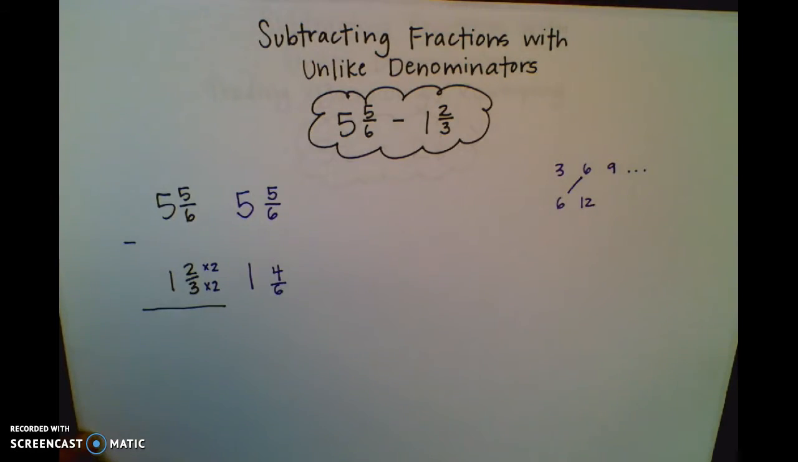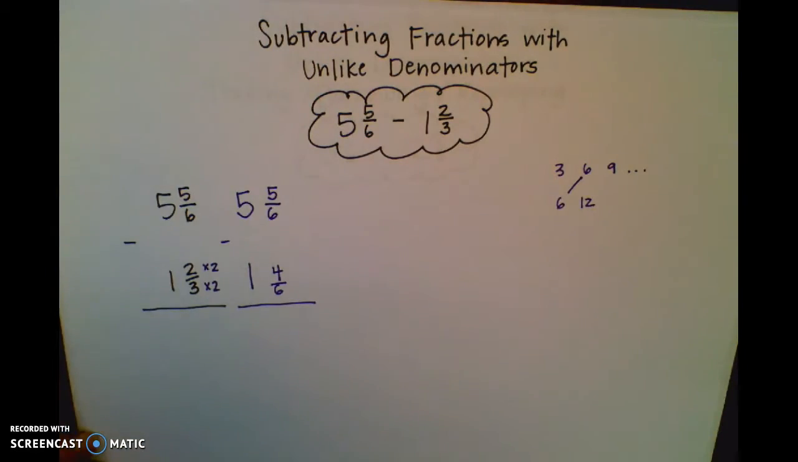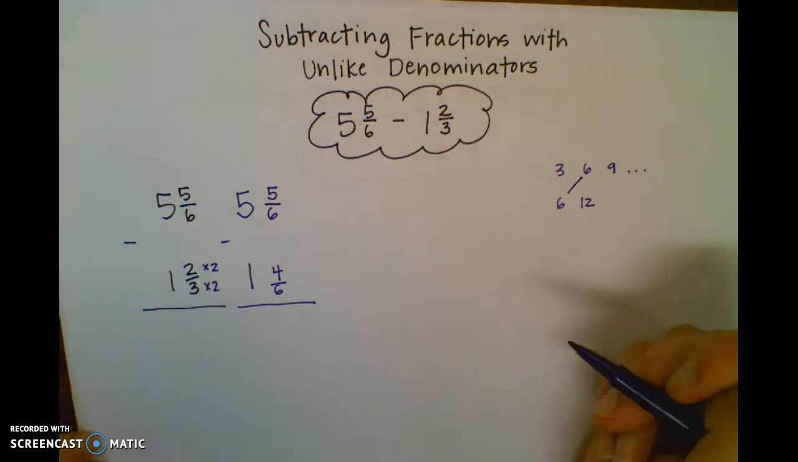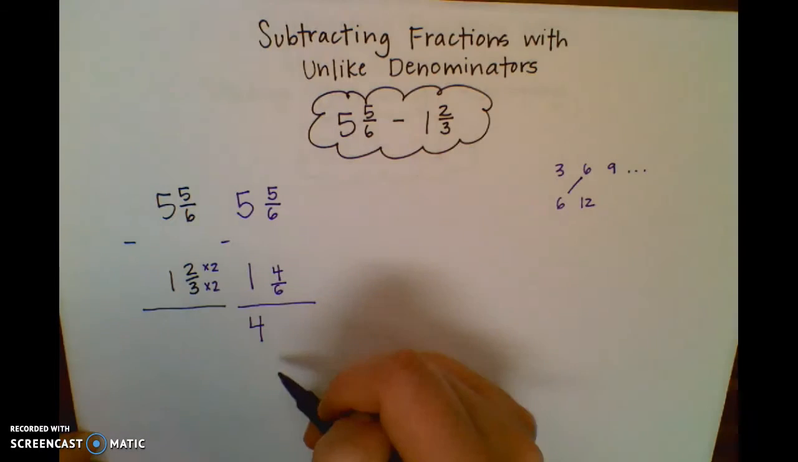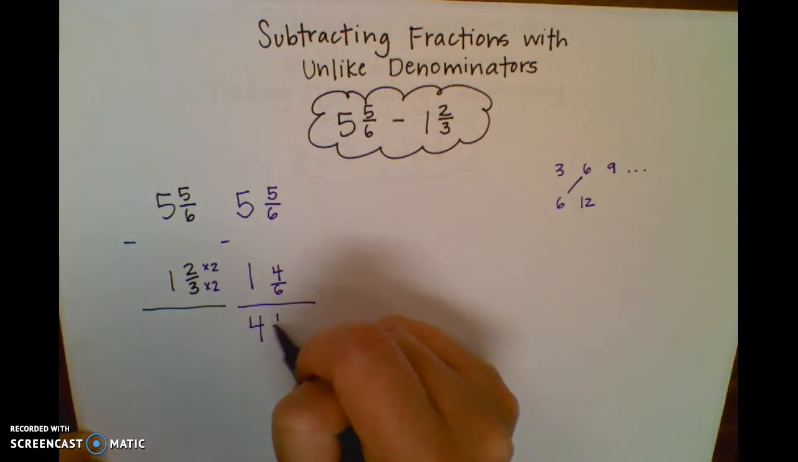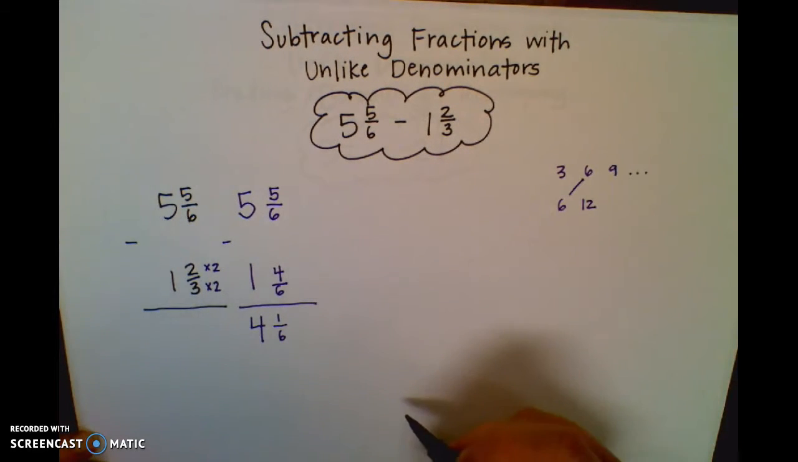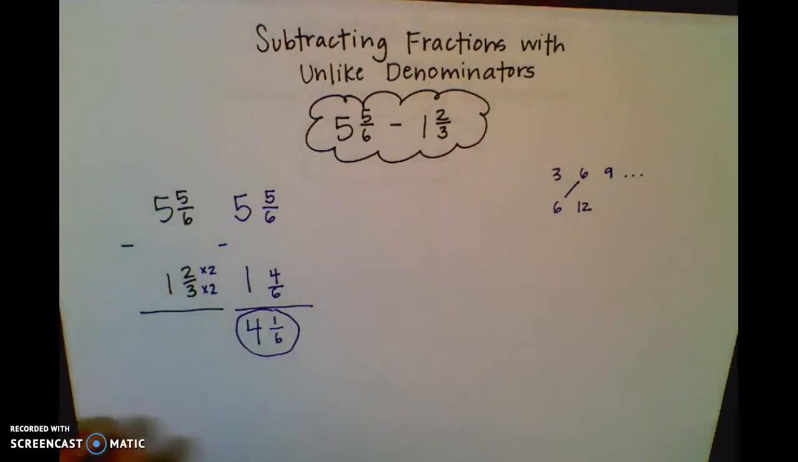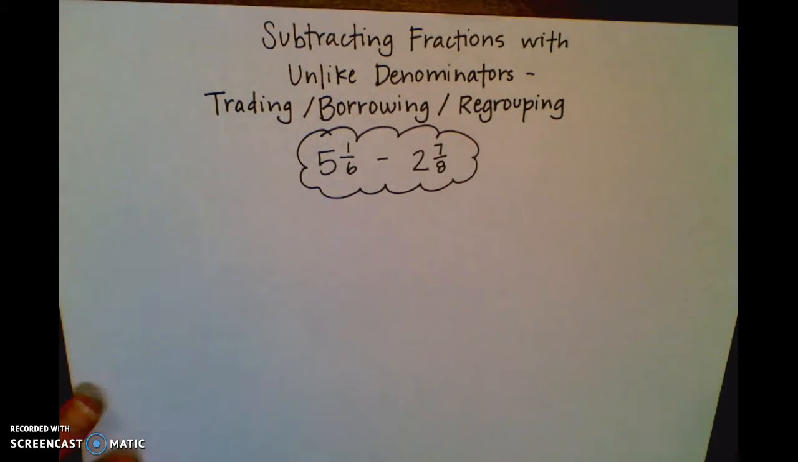So now I can do my subtracting. So I know that 5 and 5/6 minus 1 and 4/6 is going to give me a 4. 5/6 minus 4/6 is going to give me 1/6. And since this is already simplified, I don't need to do any simplifying with 1/6, then I know that I am finished.